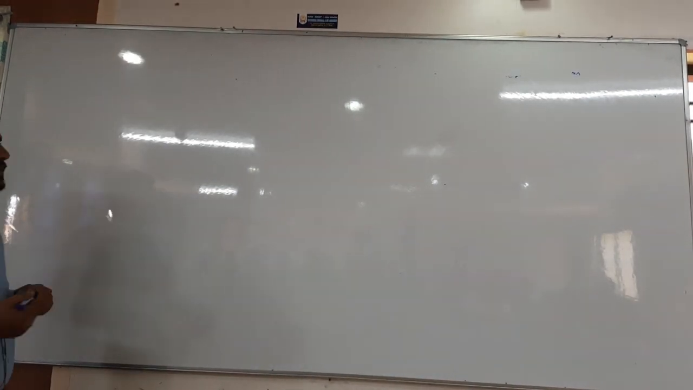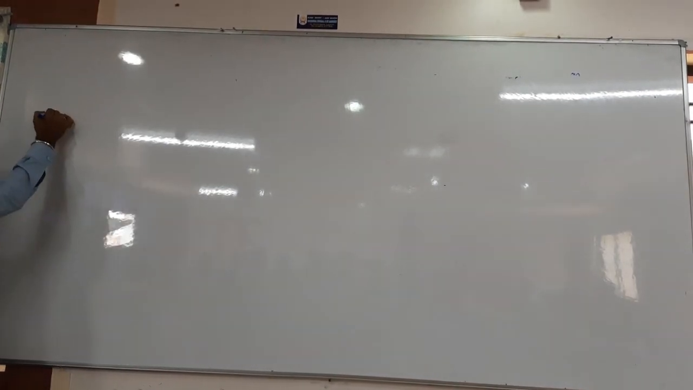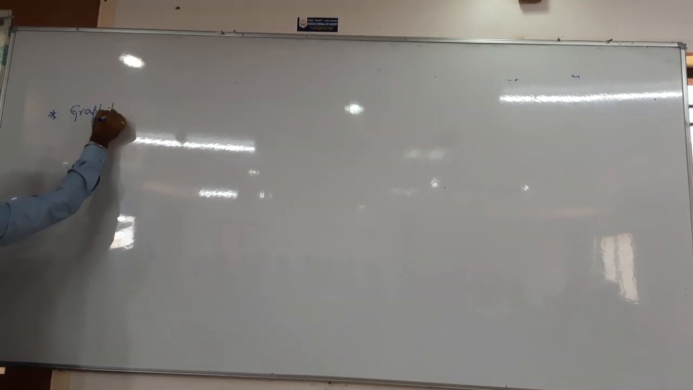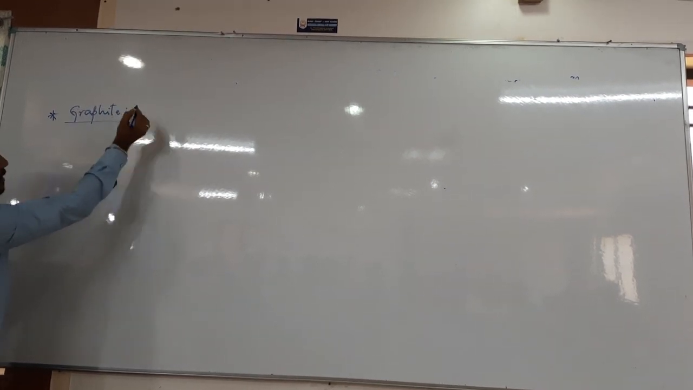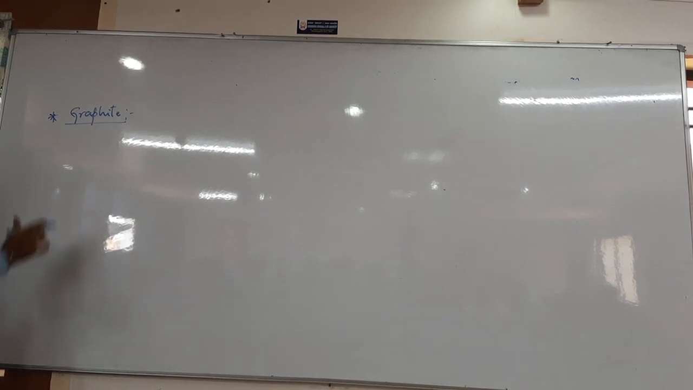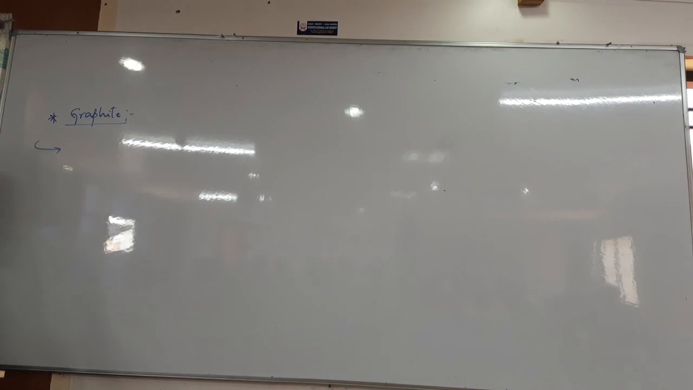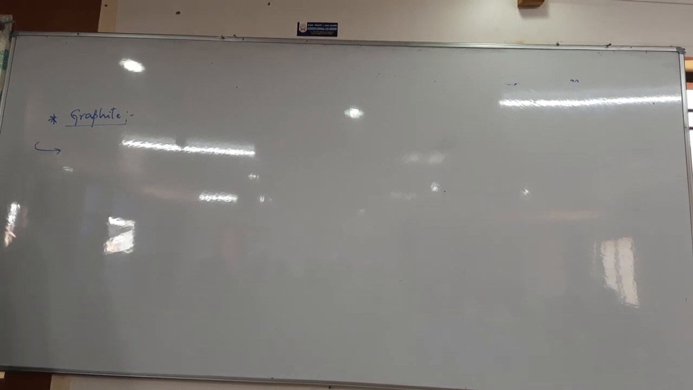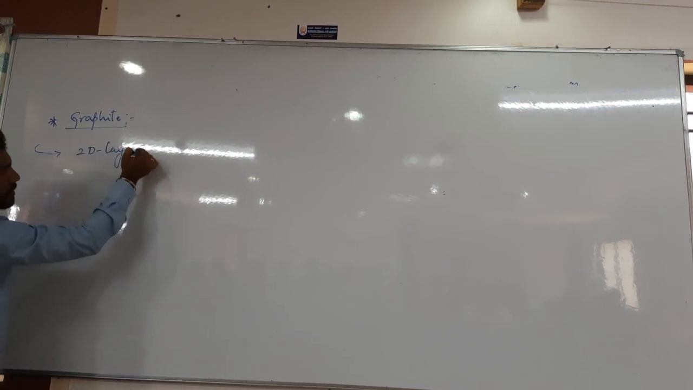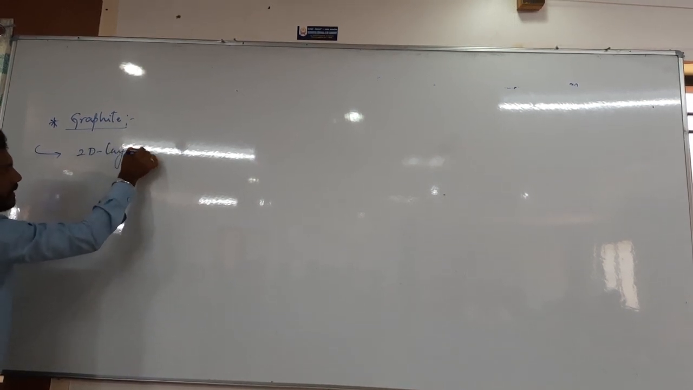So let us talk about graphite, guys. Graphite is one of the allotropic forms of carbon. It has a two-dimensional layered structure.